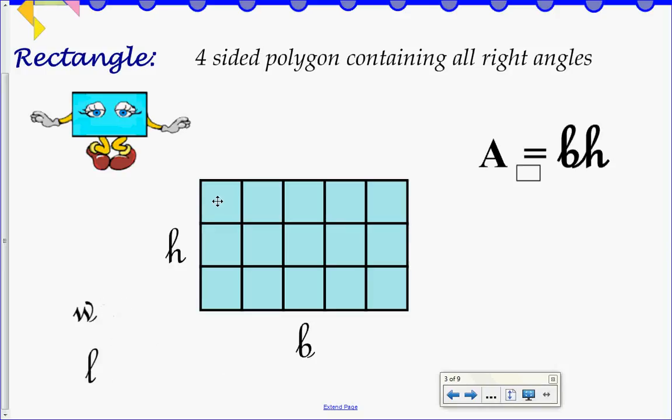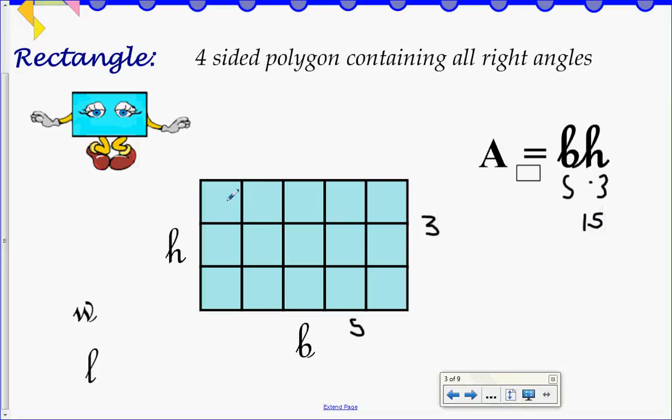The height of this rectangle is 1, 2, 3 squares, and the base of this rectangle is 1, 2, 3, 4, 5 squares. So if I wanted to see how many squares were inside, 3 is the height, 5 is the base. All I would have to do is 5 times 3, and I will get 15.